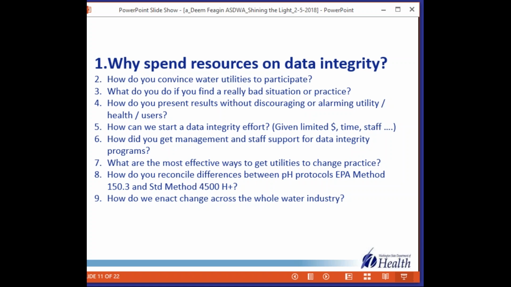Okay, for me, it's all about public health protection. If we don't have an accurate picture of where the drinking water risks lie, we can't carry out our public health mission. And we also want our actions to count. So if we're spending hours and hours every month reviewing water treatment plant operations data, and they're based upon faulty data, then it's a waste of our limited time and resources.